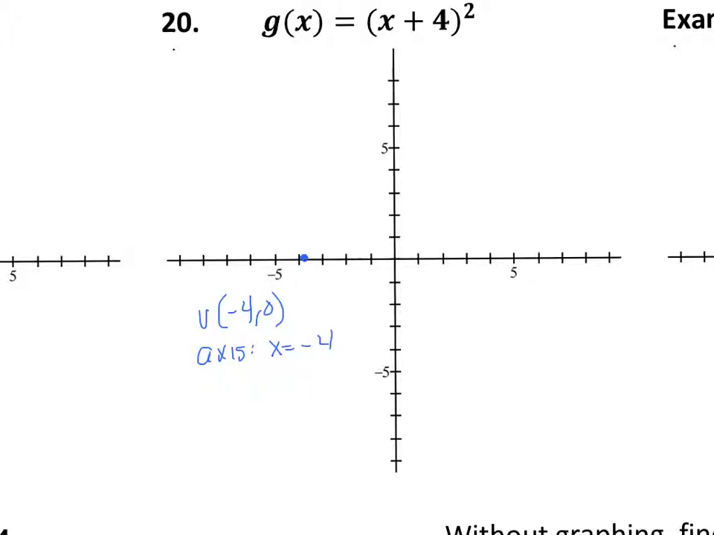Okay, and is this a min or a max? It's a min. And my min is? What's the y value of my vertex? Min is 0, and it occurs at -4. That's a -4. Fine, I'll try it again.